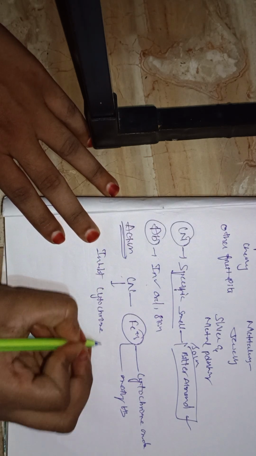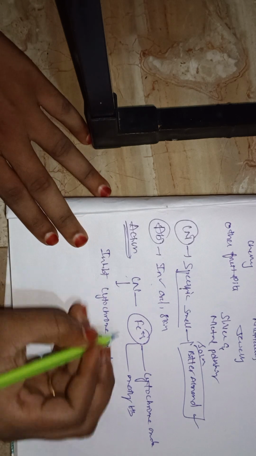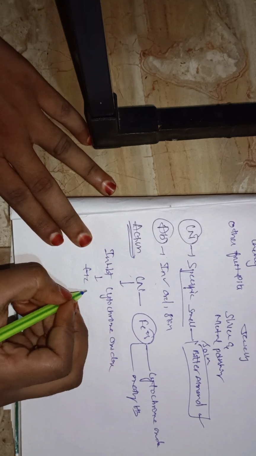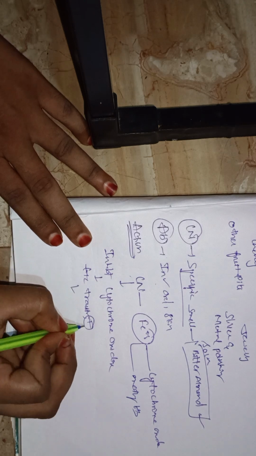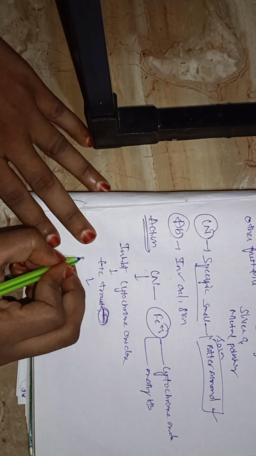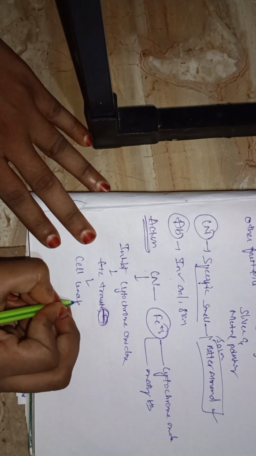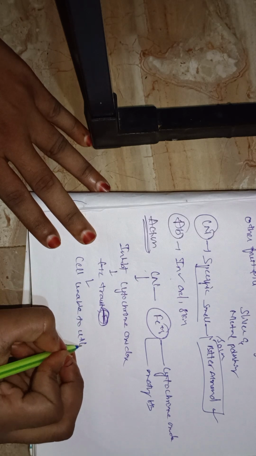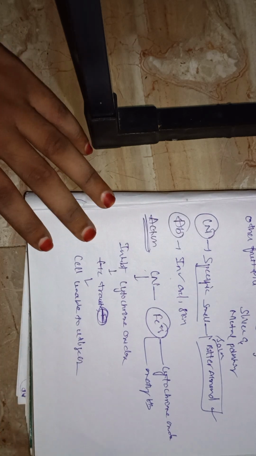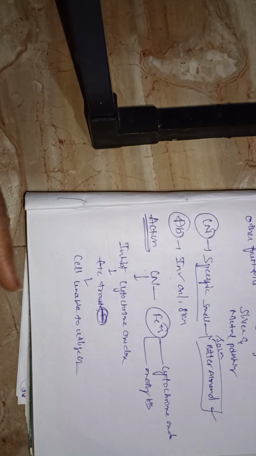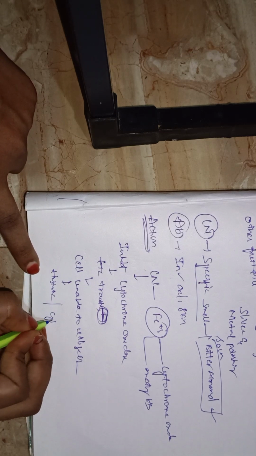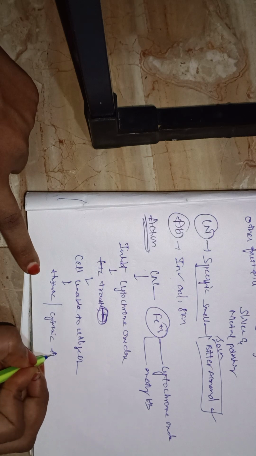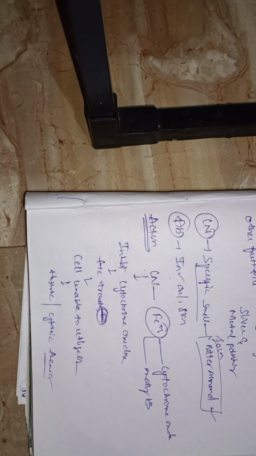While inhibiting the cytochrome oxidase, it inhibits the ETC transport. After it is inhibited, the cell is unable to utilize oxygen. They have oxygen but can't utilize it because of the absence of cytochrome oxidase. It is called histotoxic or cytotoxic anoxia.